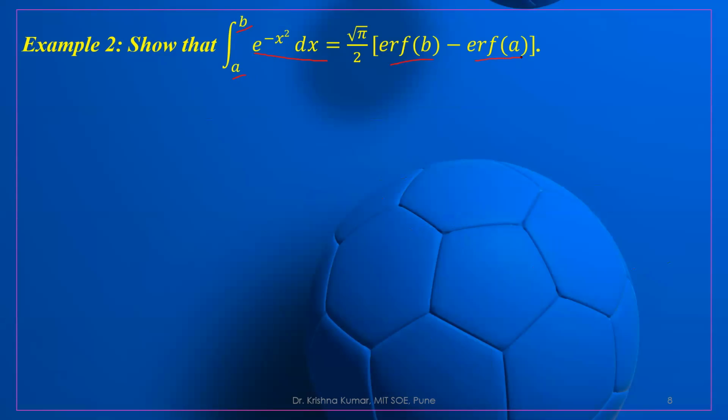So clearly, the first thing is, if we are given any integration, we should identify whether it is from the error function. There is no problem here because already on the right hand side, error function of b and error function of a are given. So clearly this is part of the error function. Now the next thing is how to prove this result. So let us see how to prove this result.